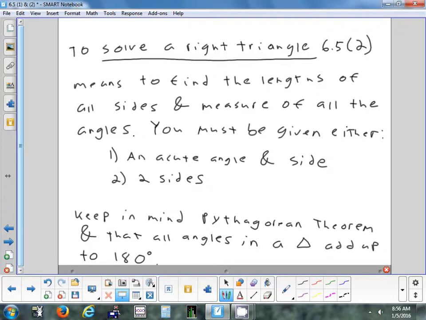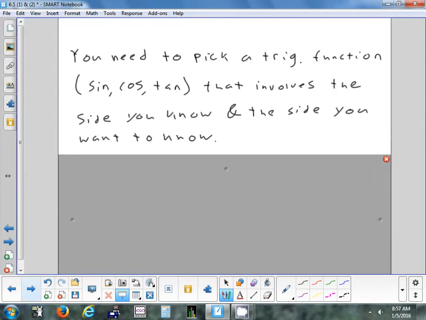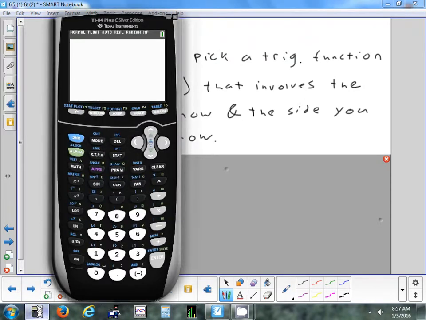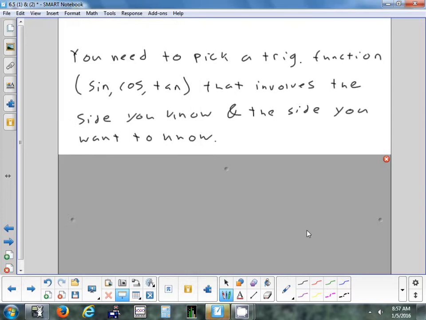All right, so the way we're going to do it is we're going to use one of 3 trig functions, depending on what you want to find. The 3 trig functions you can pick from today are sine, cosine, and tangent. We're not using secant, cosecant, and cotangent. We could, but we don't have buttons for those on the calculator. So it's easier to use trig functions we have buttons for.